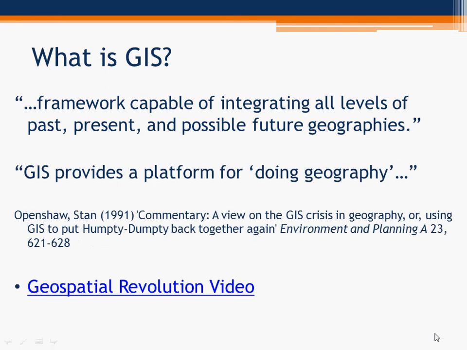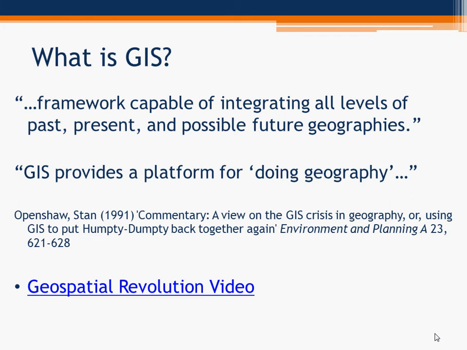So that is by a gentleman by the name of Stan Openshaw. I like to quote him and use a couple of these quotes from him. And look at that date there, as far back as 1991, several years ago now, where GIS wasn't as mainstream as it is today.